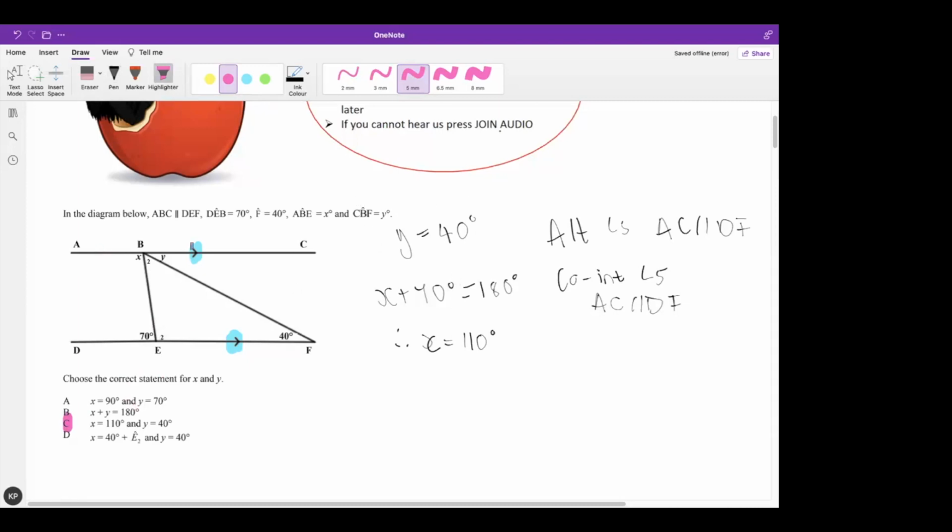Do you mean for X? So it will be this one, this one. So do you mean like that? If you first do angles on a straight line and then you use alternate angles, then yes, you can do that.